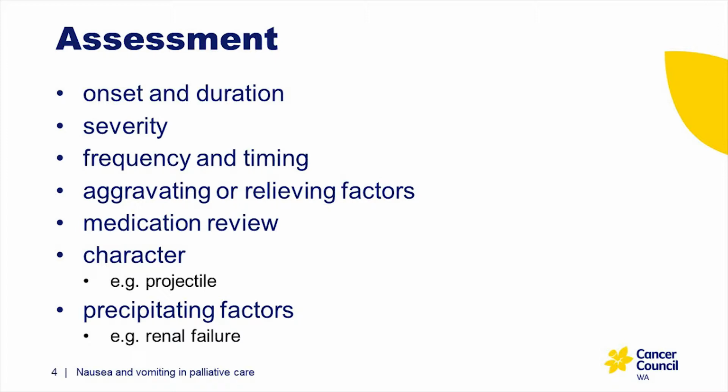We will always do a medication review because medications are a common cause of nausea and vomiting in people. And we want to look at the character, whether it's projectile, which will mean that it's probably got a central cause as opposed to a normal nausea picture that we might see in somebody else. We want to look at whether there are any precipitating factors. So maybe we check their biochemistry to look for things like renal dysfunction or high levels of calcium, for instance, in their blood.